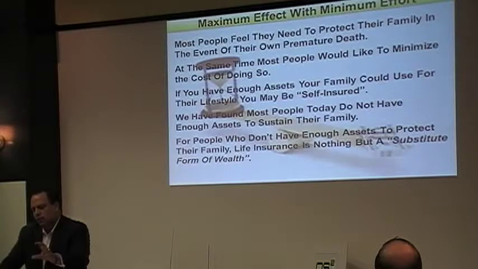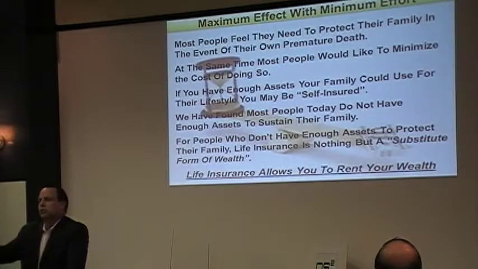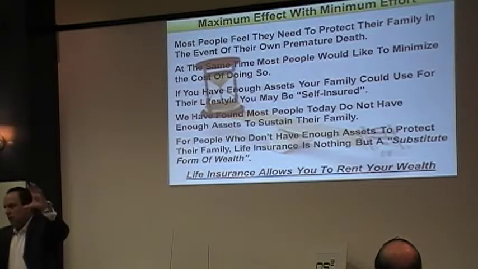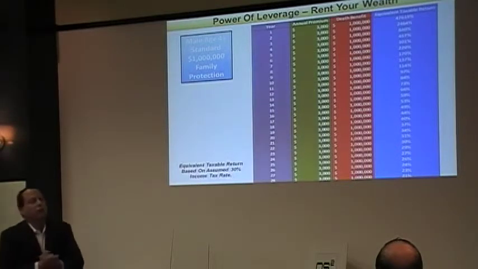They need to look at life insurance as nothing but a substitute form of wealth. We say life insurance allows you to rent your wealth. Why is that? Because it costs you such a small fraction of the amount you're going to provide your family. Everyone understand that concept? Right? Yes. Okay. So this is the power of leverage, renting your wealth.